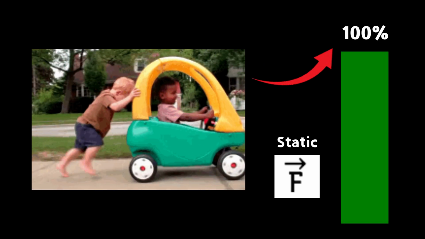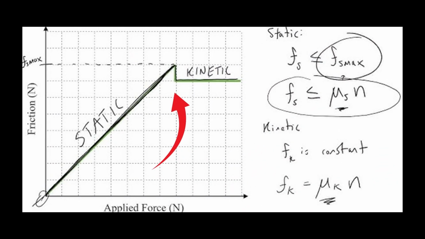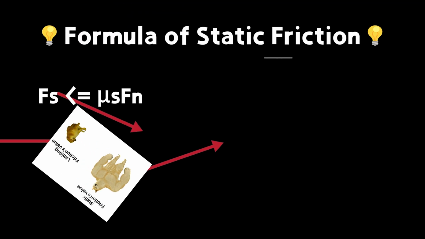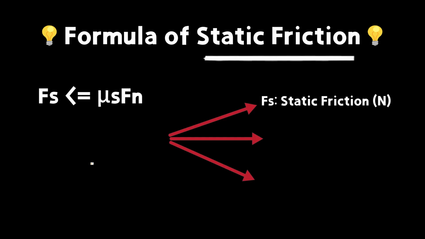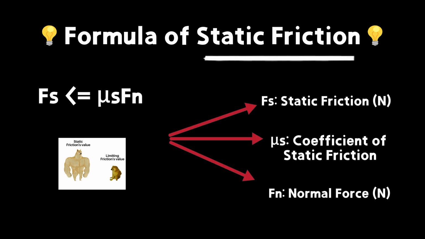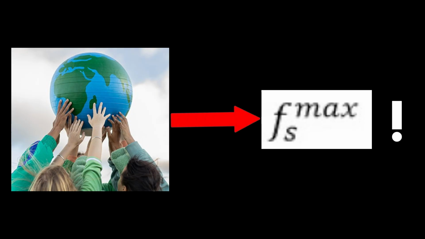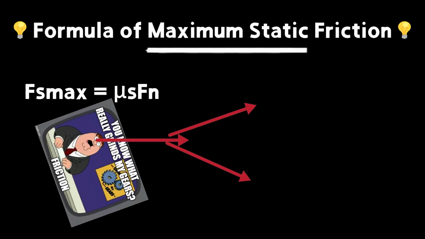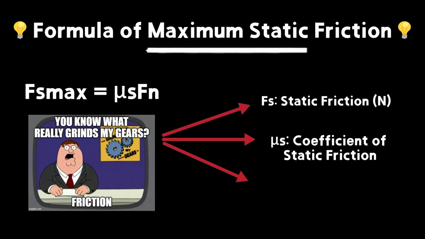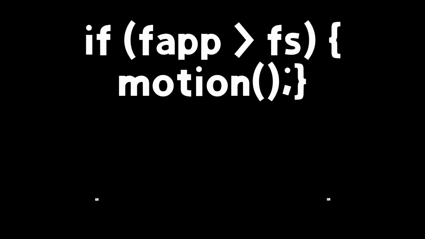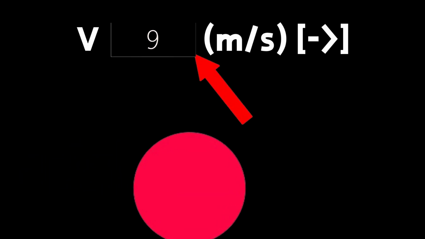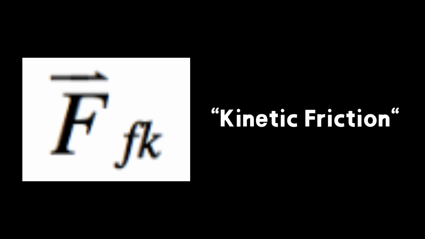Static friction changes depending on how hard you push, up to a maximum value, and the general formula of this is Fs ≤ μs × N, where Fs is static friction, μs is the coefficient of static friction, and N is the normal force acting upwards. We also have the maximum static friction, and the general formula of this is Fs max = μs × N, where Fs max is the maximum static force, μs is the coefficient of static friction, and N is again the normal force acting upwards. If the applied force becomes larger than this value, the object starts moving and kinetic friction begins.